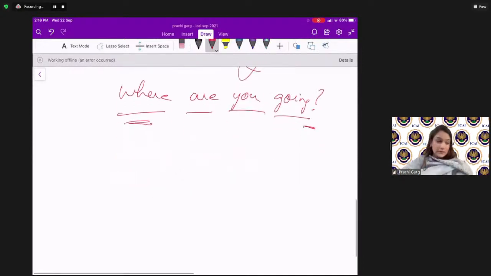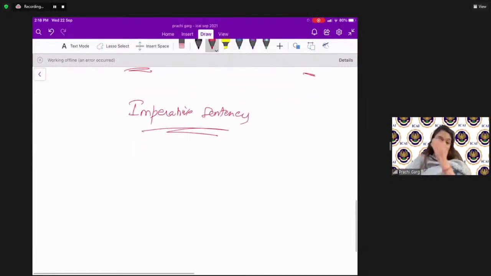Okay. Next is the imperative sentences. Imperative sentences are those sentences that are used to express any instruction, order, command, advice, request, proposal, suggestion, anything, right? If you're making a cake and I'm giving you a recipe, instructions on how to bake a cake, that is an imperative sentence, right?